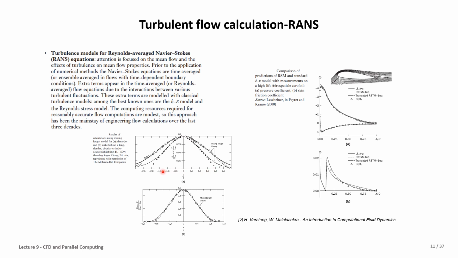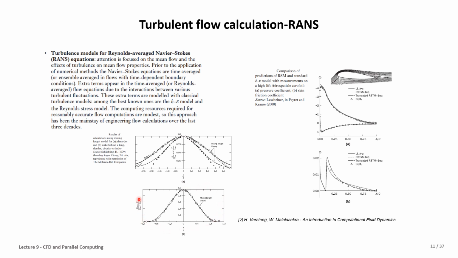Another example here is the wake behind a long circular cylinder, and we see the result from RANS, which has lines here, with the empty circles from the experiment. It's matching in the whole of this area. So for this type of solution with a specific Reynolds number, it's able to solve the problem.